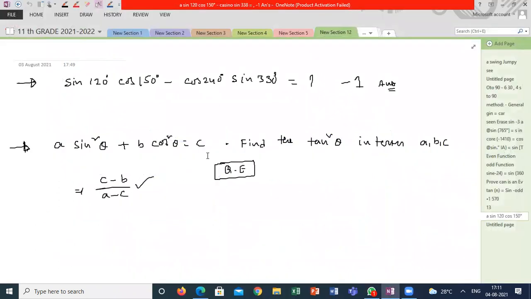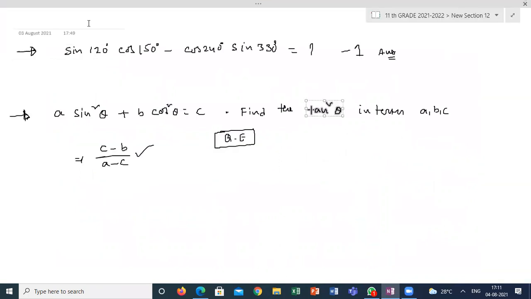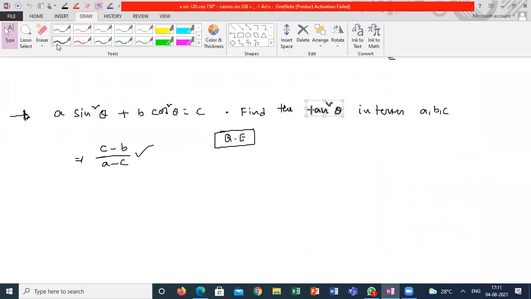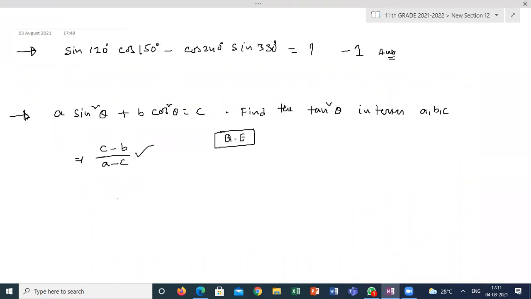The next one is a sin square theta plus b cos square theta is equal to c. They are asking to find tan square theta without any trigonometric ratio. It's very simple. Convert everything into tans and secants. The clue is to convert everything into tans and secants because there is a direct relation between tans and secants. That is the only option we have.